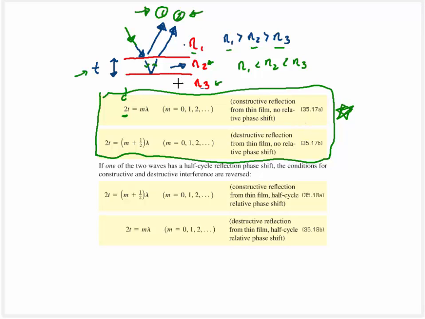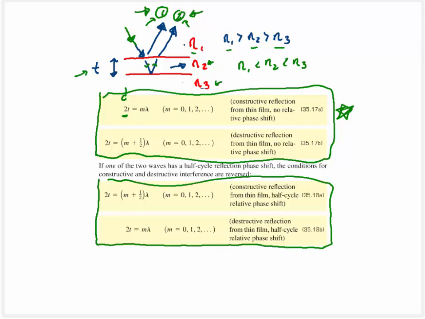If, however, the index of refractions were set up such that ray 1 and ray 2 were off by half of a wavelength, then we really just kind of flip the rules right here, and we would use this set of equations right here. So these are the equations. It's up to you to figure out whether there's a phase shift or not and apply the correct equation.